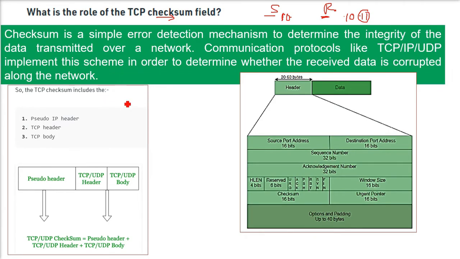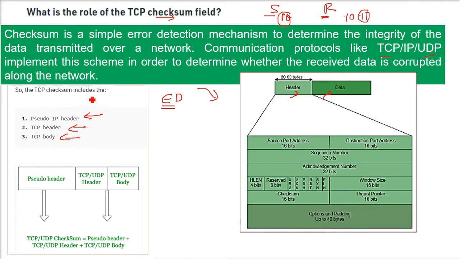So checksum is a simple error detection mechanism to determine the integrity of the data transmitted over a network, or whether the data is erroneous or not. Communication protocols like TCP/IP and UDP implement this scheme to determine whether the received data is corrupted along the way through the network. Because of noise bursts and various problems, the data may get corrupted. So in both TCP and UDP, just consider that we have a pseudo IP header, a TCP header and a TCP body. For TCP the header is 20 to 60 bytes, and for UDP the header is 8 bytes.